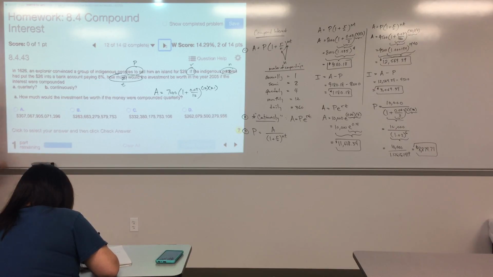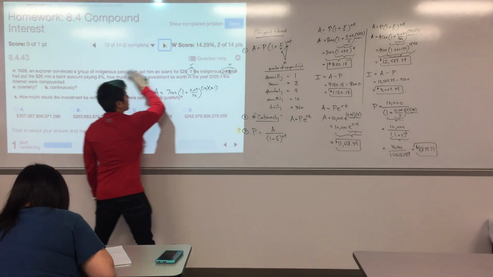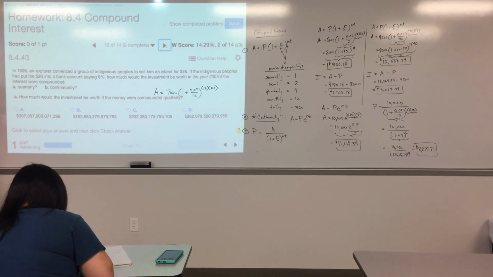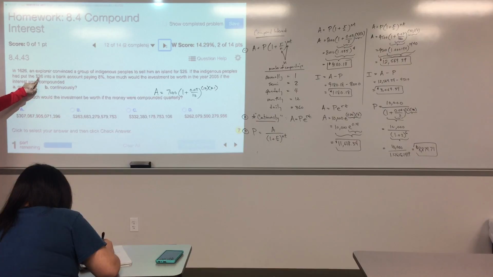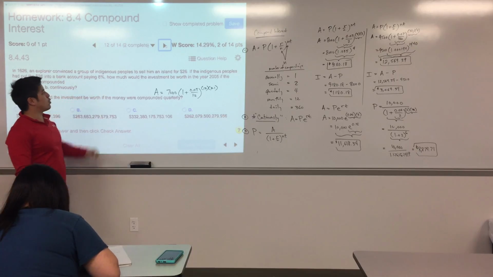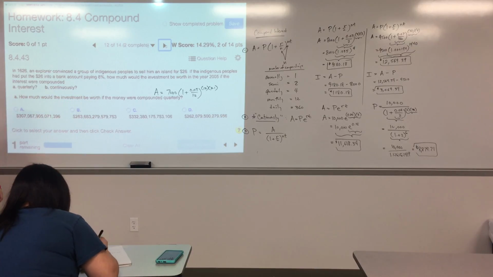Let's read this. I'm not going to do it, but I just want to show you that it's another example of what we've been doing. In 1626, an explorer convinced a group of indigenous peoples to sell him an island for $26. If the indigenous peoples had put the $26 into a bank account, principal, right? Paying 8% rate, how much would the investment be worth in year 2005?